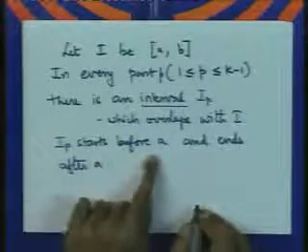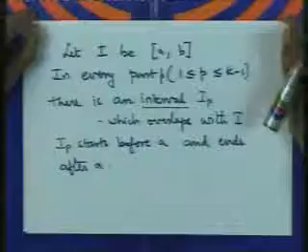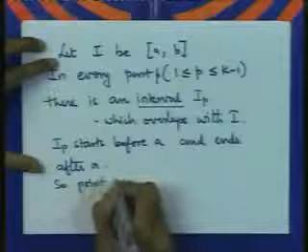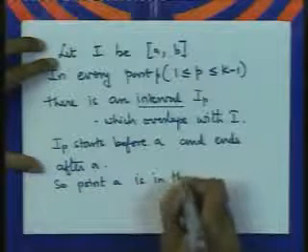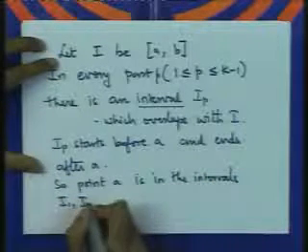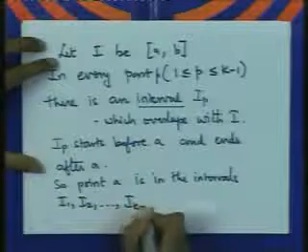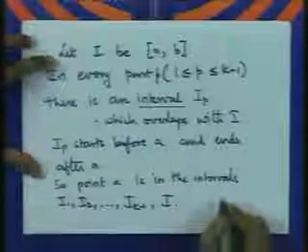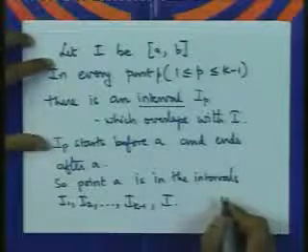Okay, it starts before A because I consider the intervals in increasing order of starting times, right, and it ends after A because it has to overlap with I. Okay, so this point A is in all of these intervals. So point A is in the intervals I1, I2 up to Ik minus 1 and I. So there are k intervals which have point A, so the optimum must have size k. That's the end of the proof.